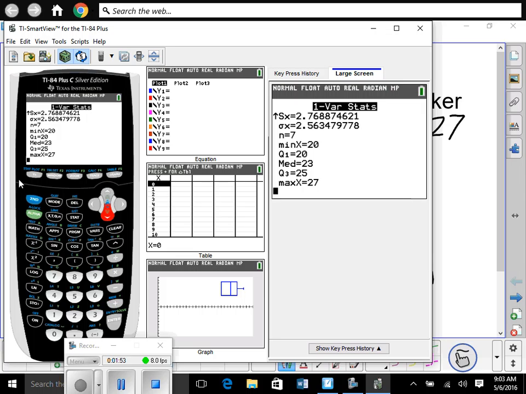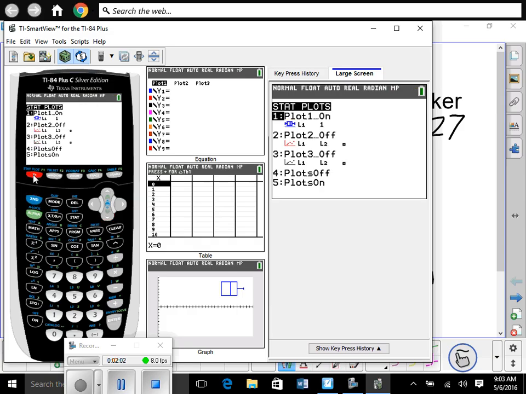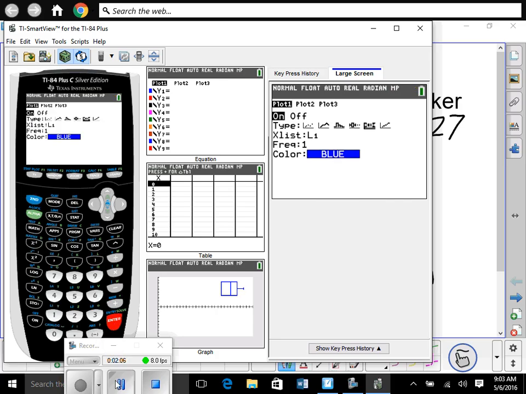Okay, so to make our box and whisker plot, you have to do second stat plot. See this y equals? We're not going to graph it in y equals, but we have to go second stat plot. Then you're going to go into stat plot, plot number 1. Make sure you turn it on. And then it says what type.